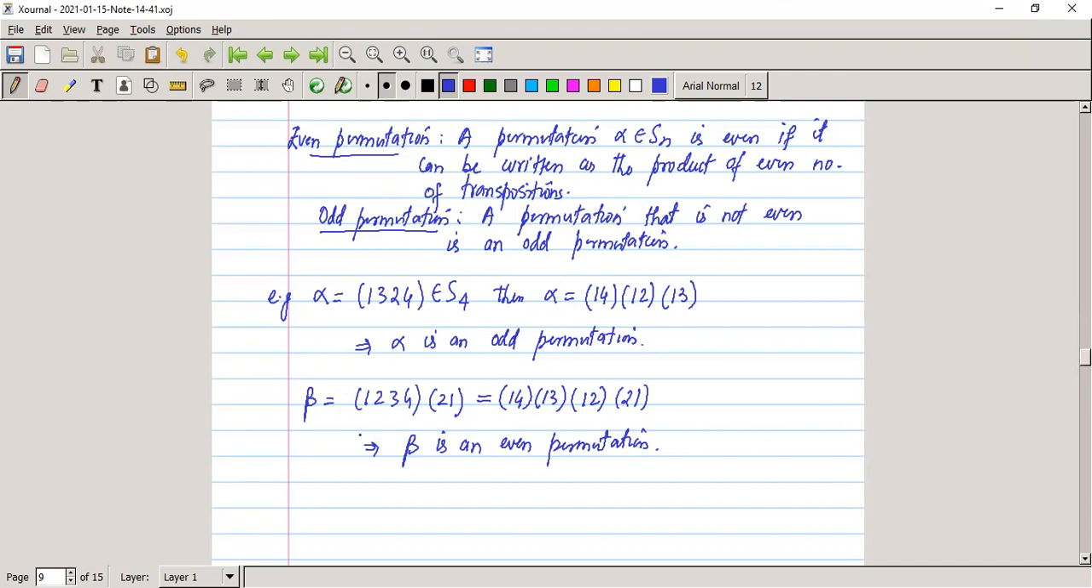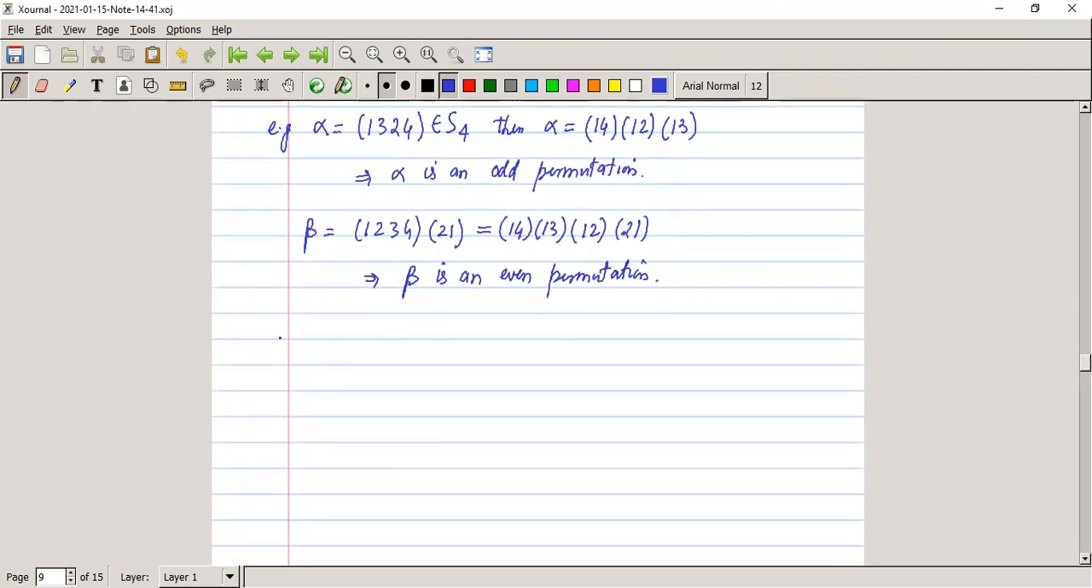So in fact, we can see here that a given permutation can have many representations as the product of transpositions, but everywhere the number of transpositions will be either always even or always odd. If one of the representations of alpha has an odd number of transpositions, then all the representations of this alpha will have an odd number of transpositions. And similarly, if one of the representations of beta has an even number of transpositions, then all the representations of beta will have an even number of transpositions. So it means that this beta is an even permutation, and therefore this alpha is an odd permutation.